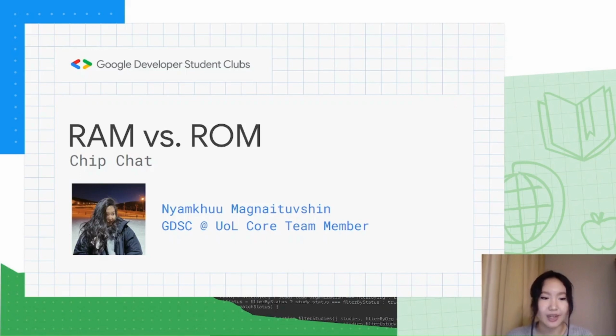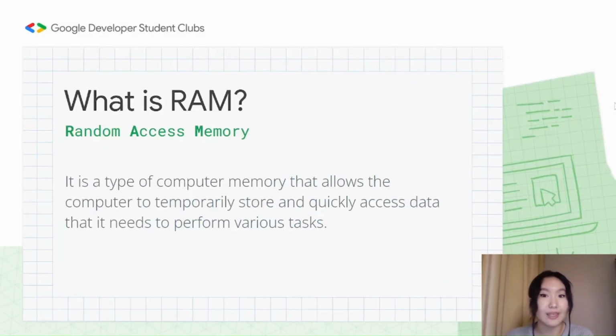And for this chip chat, I will be talking about the differences between RAM and ROM and what they are. So we can begin with RAM. So what is RAM? RAM is basically random access memory. It's a type of computer memory that allows the computer to temporarily store and quickly access data that it needs to perform various tasks. The key word here being temporarily.